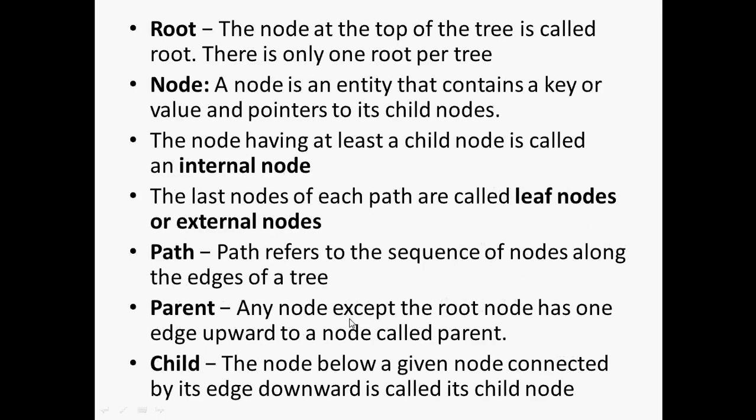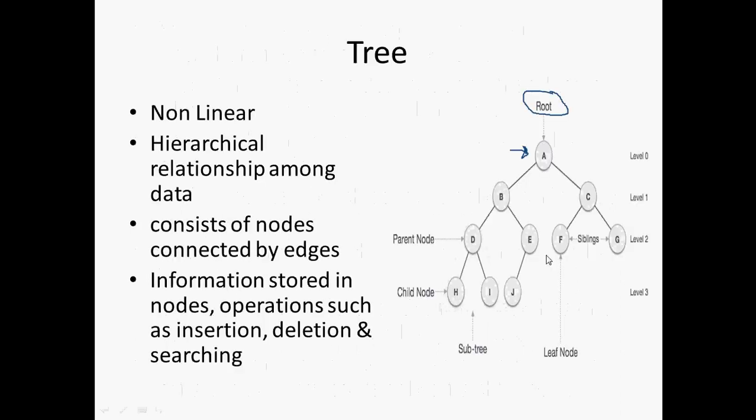Next is a parent. Any node except the root node has one edge upwards to a node. It's called a parent. So any node, let us say D, if it has an edge upwards to another node, that node B is a parent of D. This is true for all nodes except the root node because it doesn't have any edge upward, as it is the very first node. So except the root node, every other node will have a parent. For H there is one upward edge to D, so D is a parent of H. For D there is one upward edge to B, so B is a parent of D.